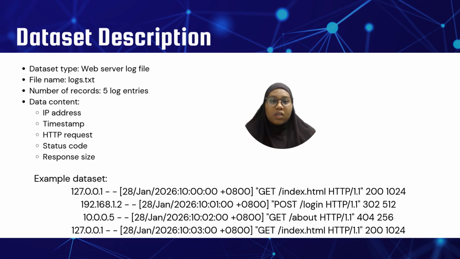The dataset used in this project is a web server log file named log.txt. It contains 5 log records, and each record includes information such as IP address, timestamp, HTTP request, status code, and response size. Even though the dataset is small for demonstration purposes, the same MapReduce logic can be applied to millions of log entries in a real production environment without modifying the program logic. This helps demonstrate the scalability concept of big data systems.